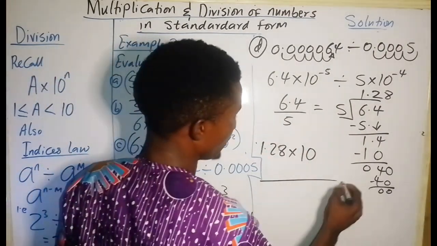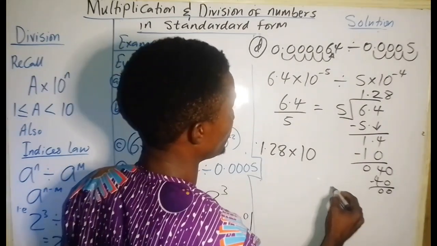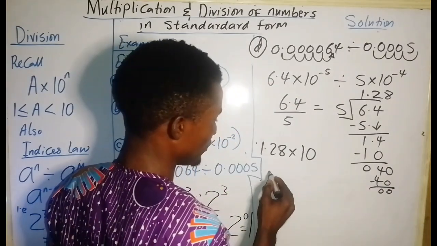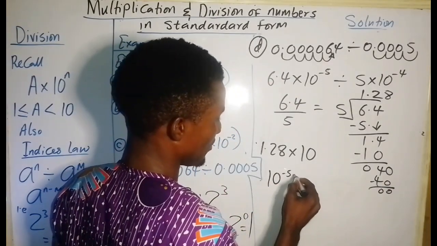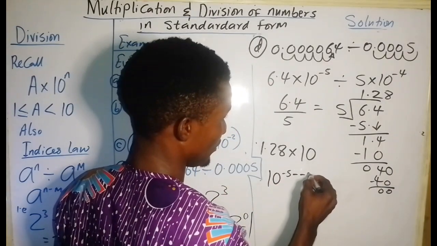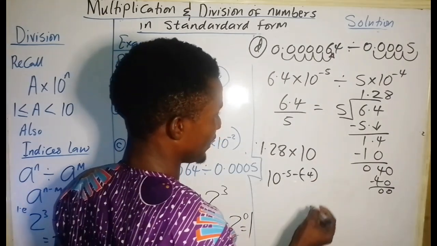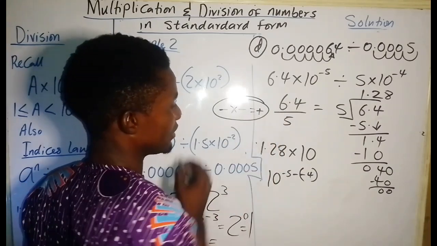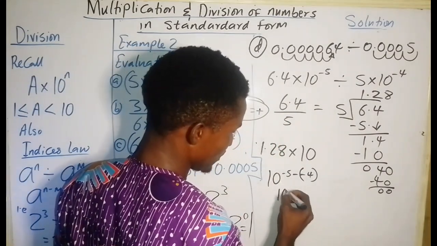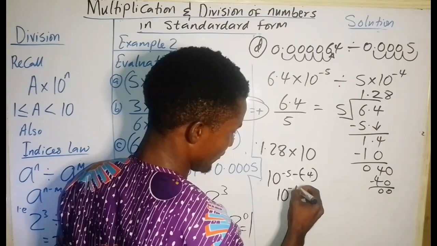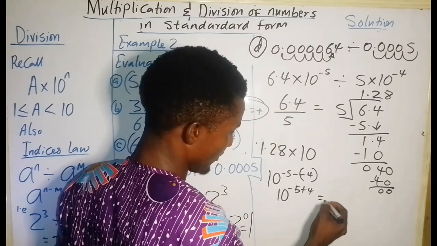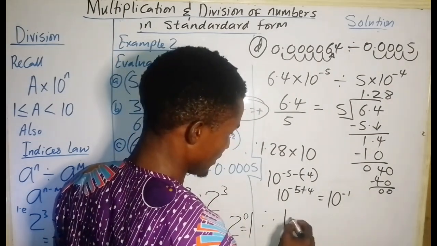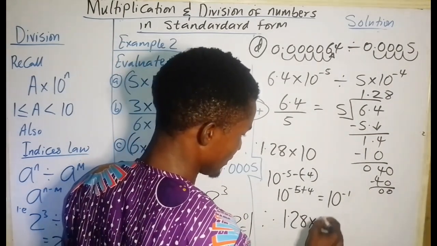Now let's deal with the base and the exponent. So the base will now be 10 raised power minus 5 divided by 10 raised power minus 4. So don't forget, minus times minus will be plus. Please take note of that. So this will be 10 raised power minus 5 plus 4. So minus 5 plus 4 is going to give us 10 raised power minus 1. Therefore, our final answer will be 1.28 times 10 raised power minus 1.